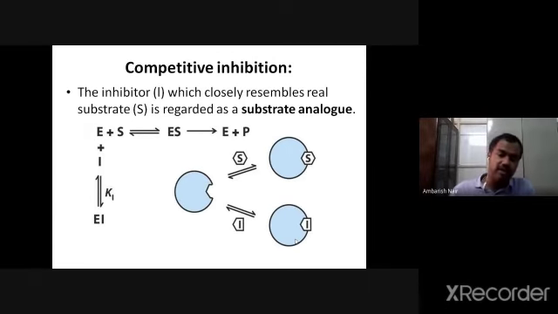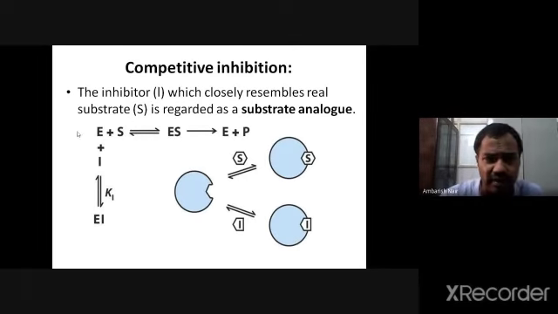The same thing is happening here. If your inhibitor molecules are 5 and your substrate molecules are 10, there will be a competition between the substrate and the inhibitor. The substrate can easily bind to the active site, because in a competition the substrate will win and the inhibitor will lose, and you can reverse this process.